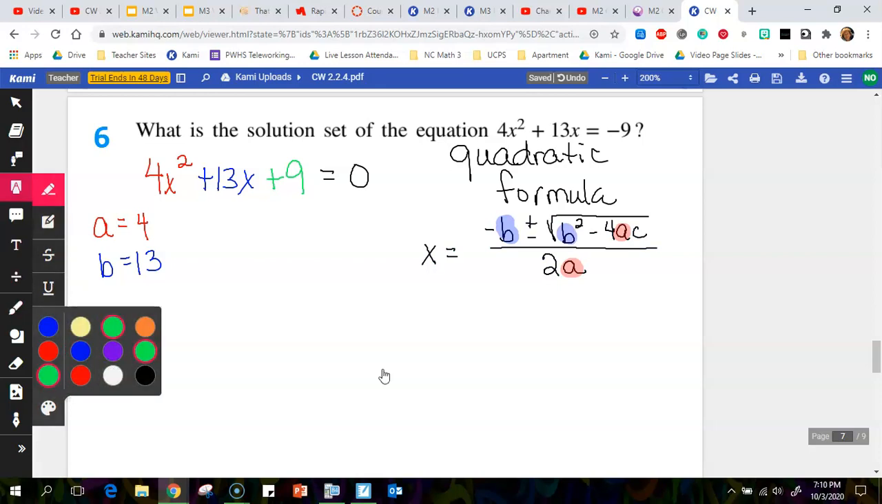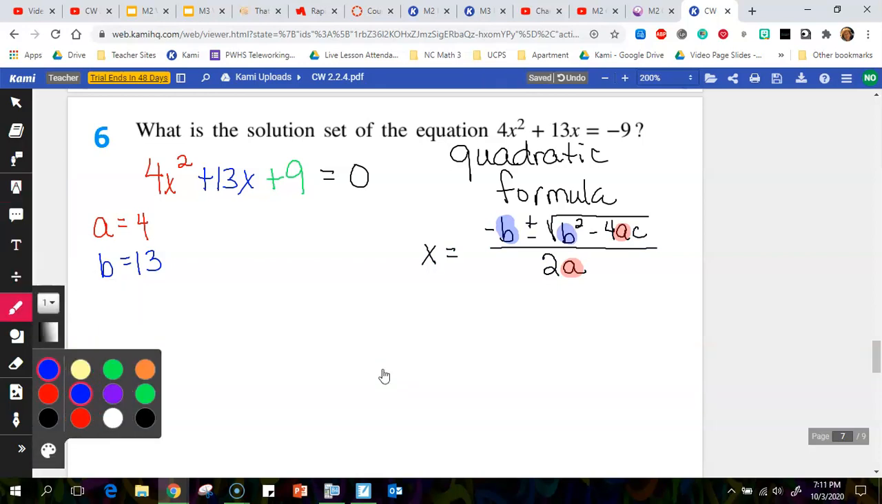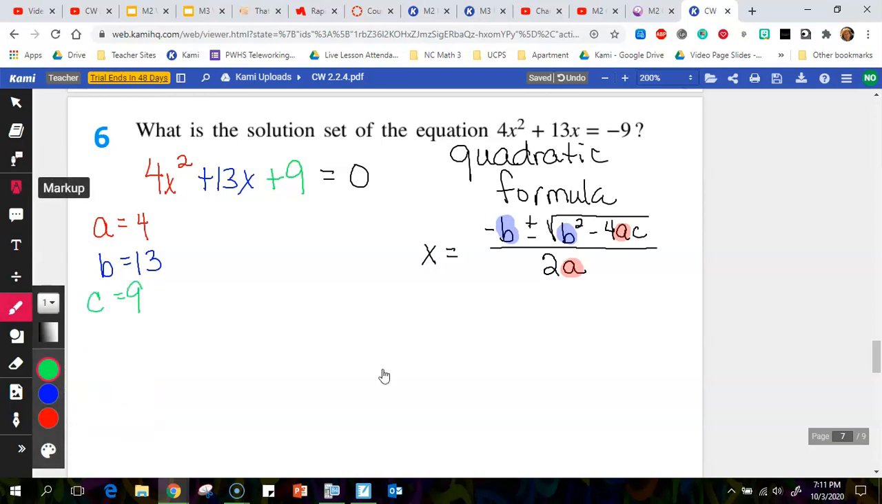And then our c term is in green. C equals 9. I won't do this for every one of them. That one's going to go there. So just so you know what numbers are going to go where. All right, so let's get started.